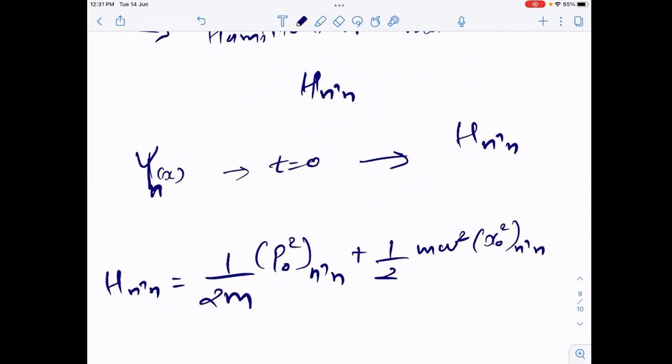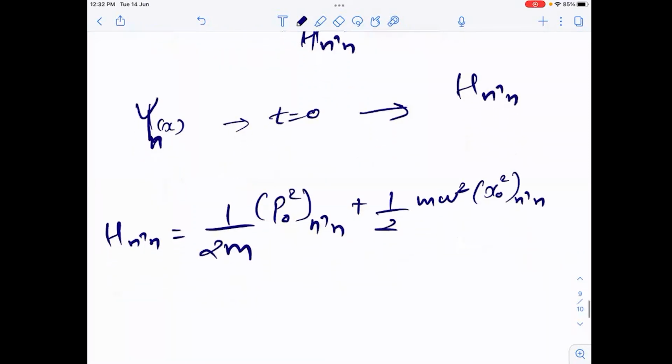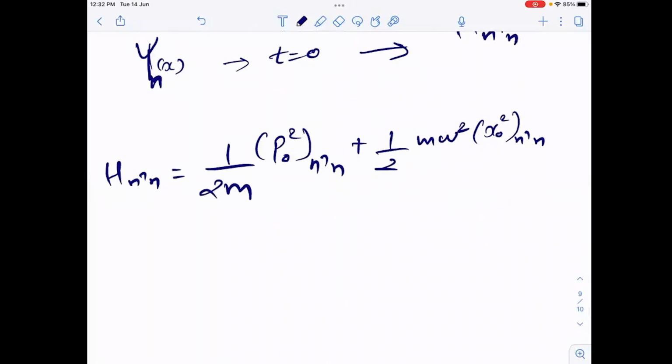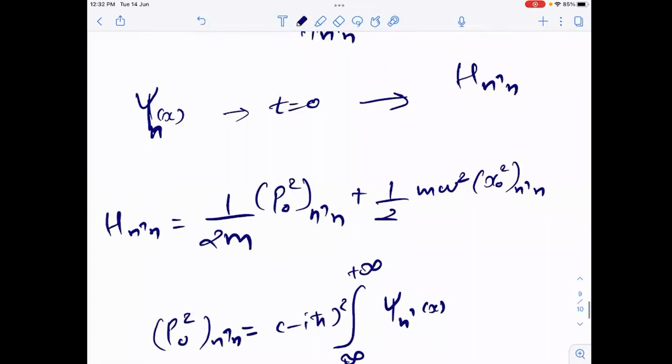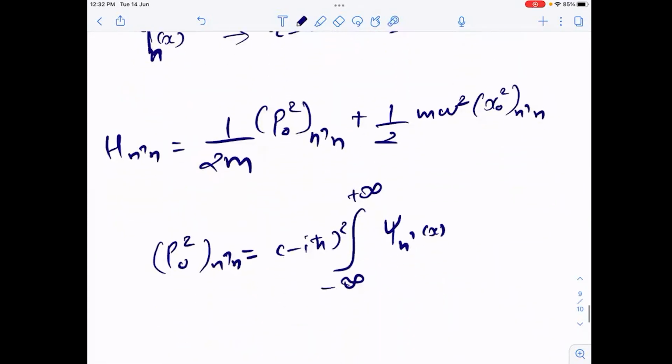Now, what is this p0 square n dash n and what is this x square n dash n? It's very simple to see, right? So if I show you p0 square n dash n, you already know all this, just that we are putting all the pieces together, right? You know what is the correspondence for p? It will turn out to be minus i h cut square integral from minus infinity to plus infinity psi n dash x. You keep this in mind, as in the previous class as well.